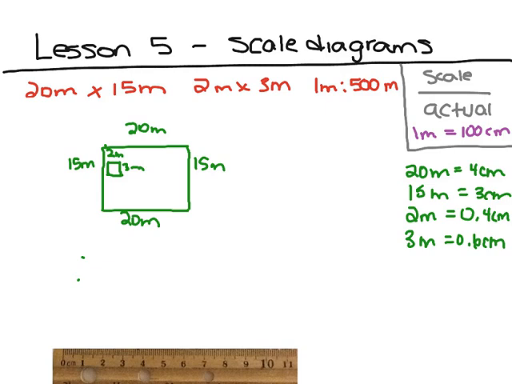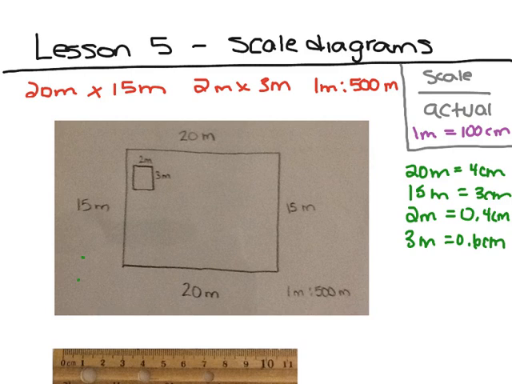And always the last thing you should do is write your scale. So 1 meter to 500 meters. So you should draw it out. It looks something like this. This is the one that I drew in the lesson. So it should look something more closely like this. Straight lines, measured accurately. I should be able to go in with a ruler and check everything.